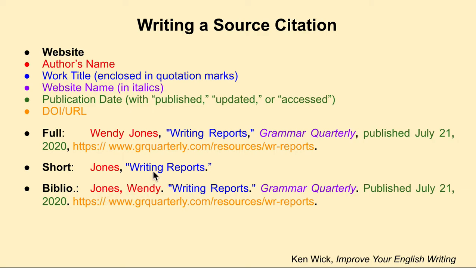In this case, remember, I'm just repeating myself: notice how the full citation and bibliography are very similar, almost the same, except the elements are separated with periods, and in the bibliography you use last name first, not first name first. So it's Jones, Wendy. You have the author, the work title in quotes, the website name in italics, then the publication date or access date or updated date, and then the URL. Everything is separated with a period. And that's how you format a source citation for a website.